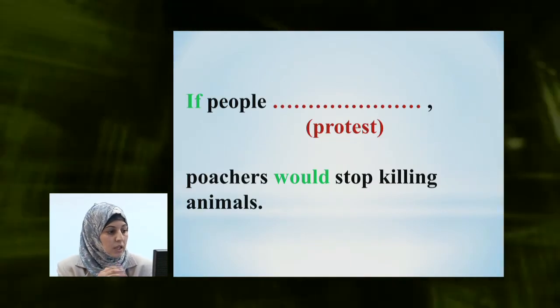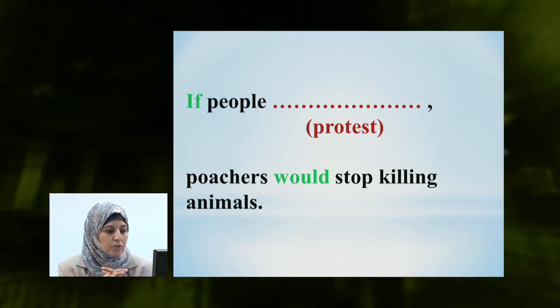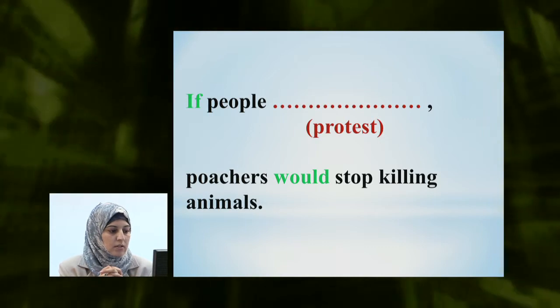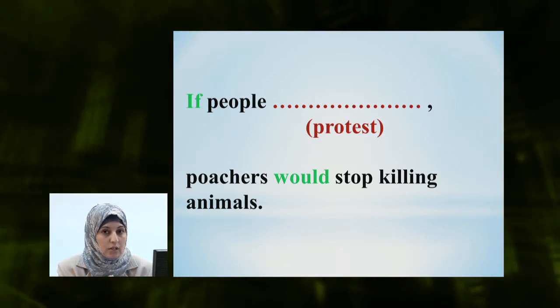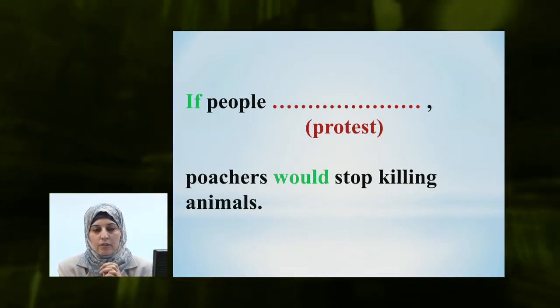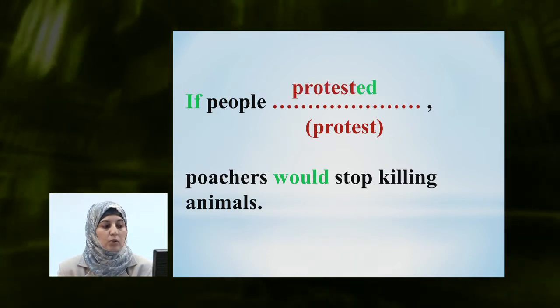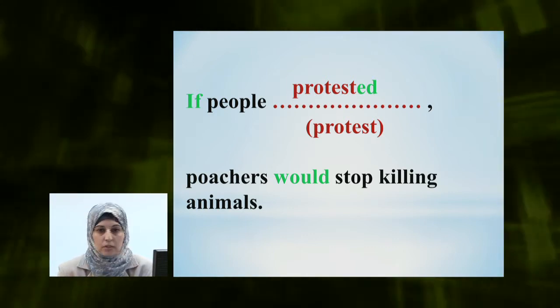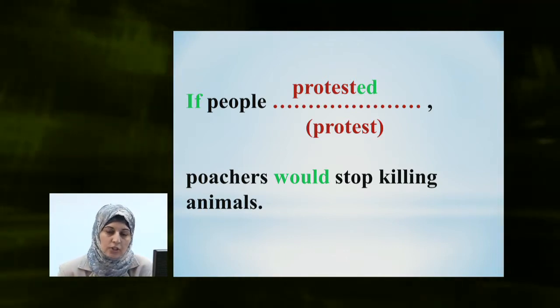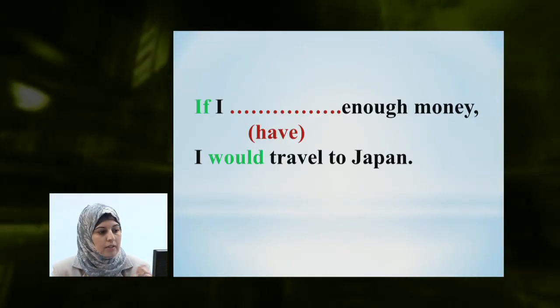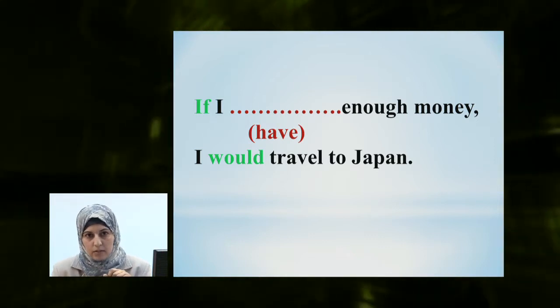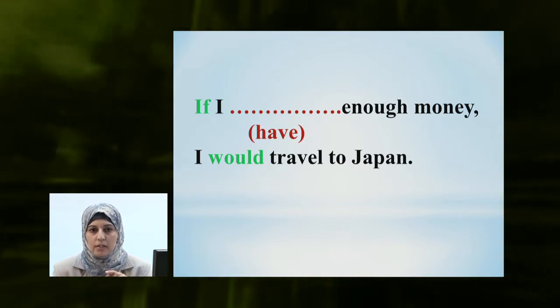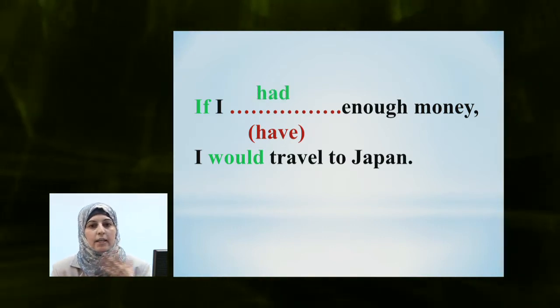Another example, if people protest, poachers would stop killing animals. Remember again, in the conditional type 2, we use the past form in the if clause. So the form would be protested in the past. If people protested, poachers would stop killing animals. But the result can't happen because the condition is impossible now at the time of speaking. Another example, if I have enough money, I would travel to Japan. Again, in the if clause, remember the verb is in the past form. So you should say, if I had enough money, I would travel to Japan.